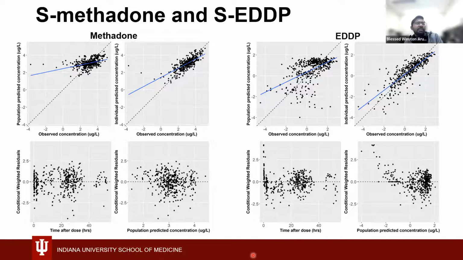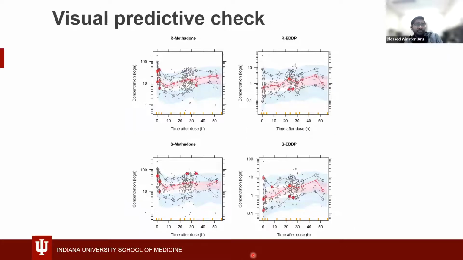And these are the VPCs. This shows that the model could explain the observed data pretty well.